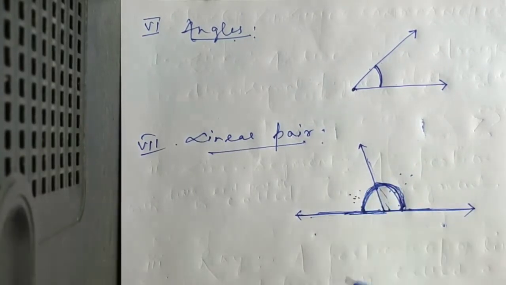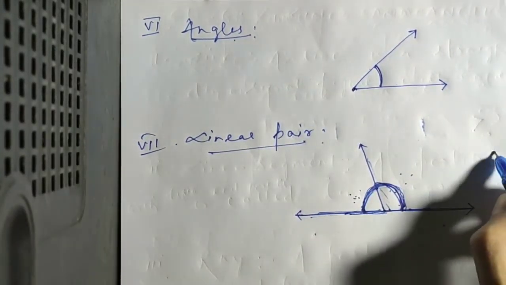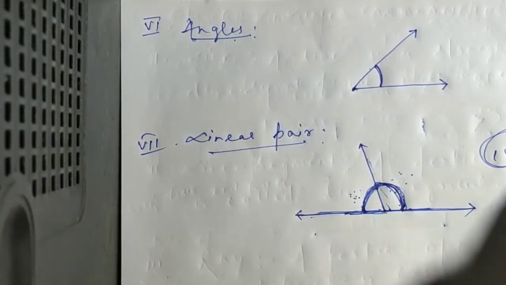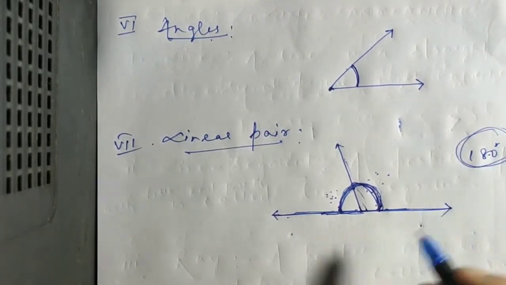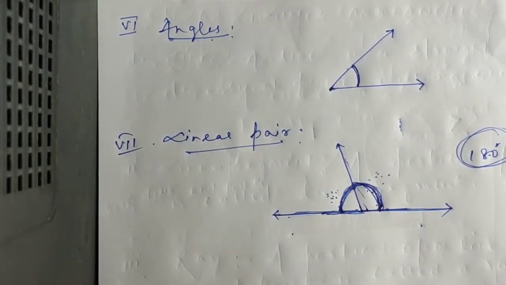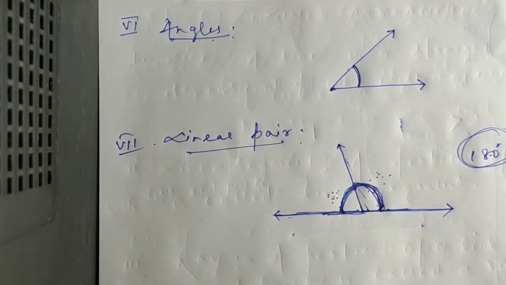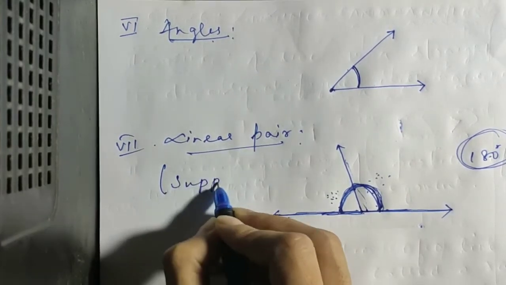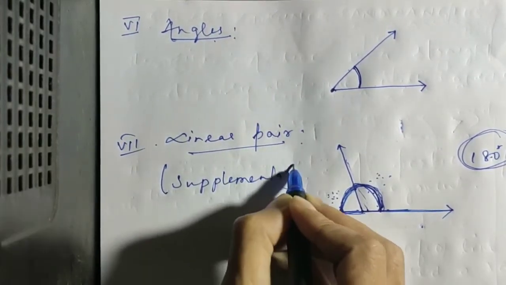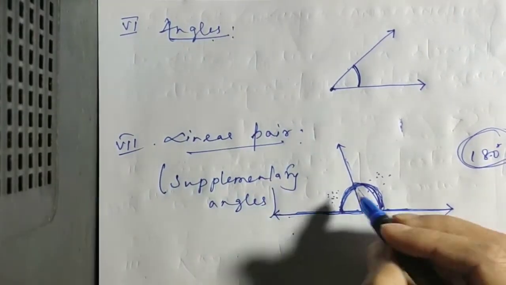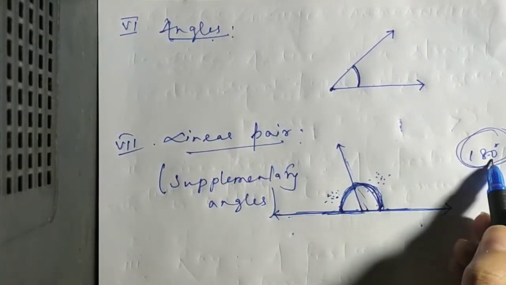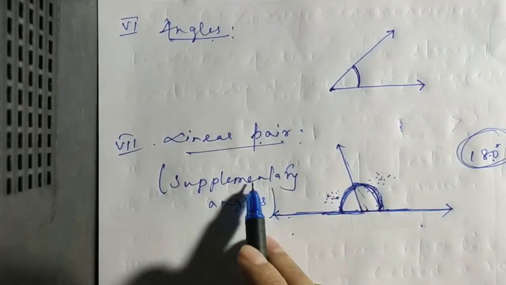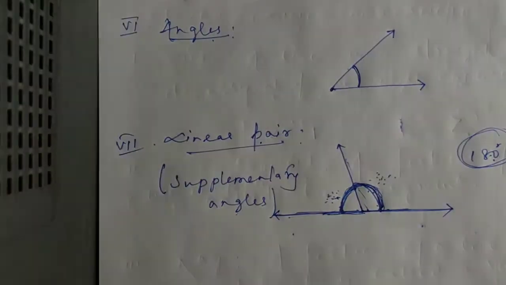When two angles form 180 degrees, the sum of these two angles is equal to 180 degrees. At that time these two angles are called a linear pair. We call the same as supplementary angles also. Okay, when the sum of two angles is 180 degrees, we call both these angles a linear pair, and we call these two angles supplementary angles also. Okay.